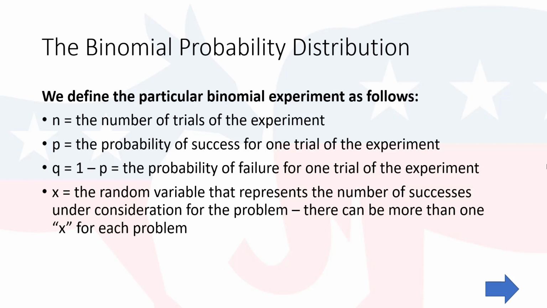And X is the random variable that represents the number of successes under consideration for the problem. But note that there can be more than one X for each problem. I'll explain this as I go through the problem that we're going to work on.